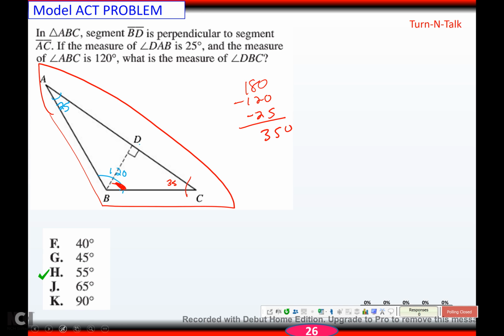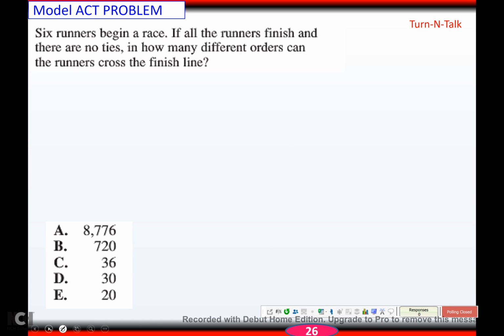Now, if I look at my little triangle, it has 180 degrees in it. Take away 90, take away 35, and you get 55 degrees left for right here. Okay? Alright, try this one. Hit pause. Come back when you're ready.